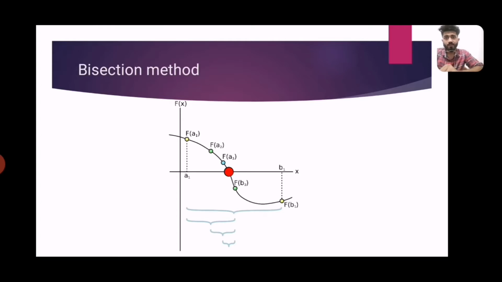What we are doing is getting close to this red dot, which is our target, our objective, our exact root. So let's do an example. I have picked a question from our assignment, which is the function x plus x to the power x is equal to 100.